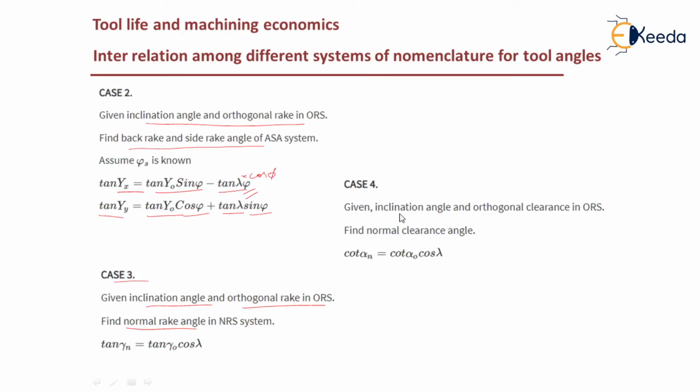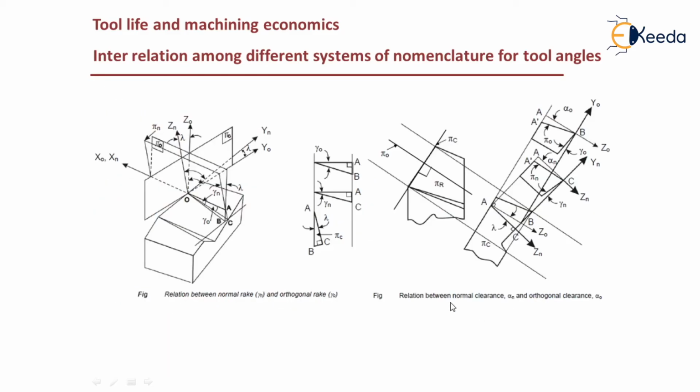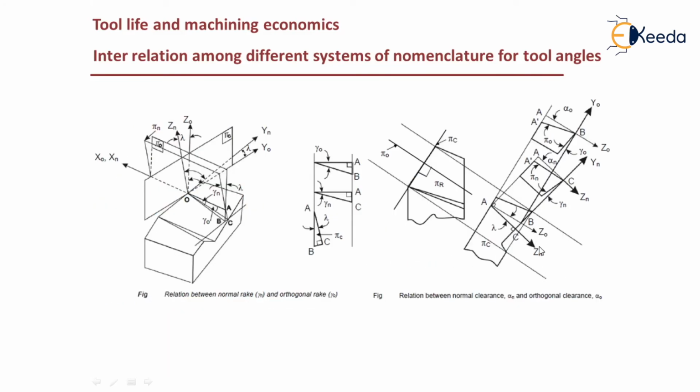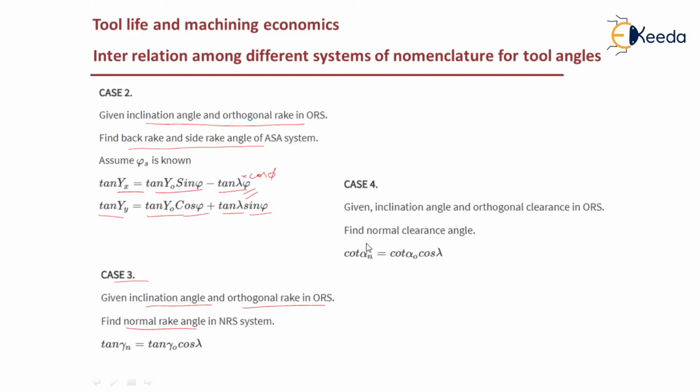In case 4, the inclination angle and orthogonal clearance in the ORS are given. Here you can see the normal clearance angle α n and the orthogonal clearance α naught. In such a case you can use cot α n equals cot α naught times cos λ, which you can see here. So there is a relationship between α n and α naught. This is the relationship you can have between different systems of nomenclature for the two angles.